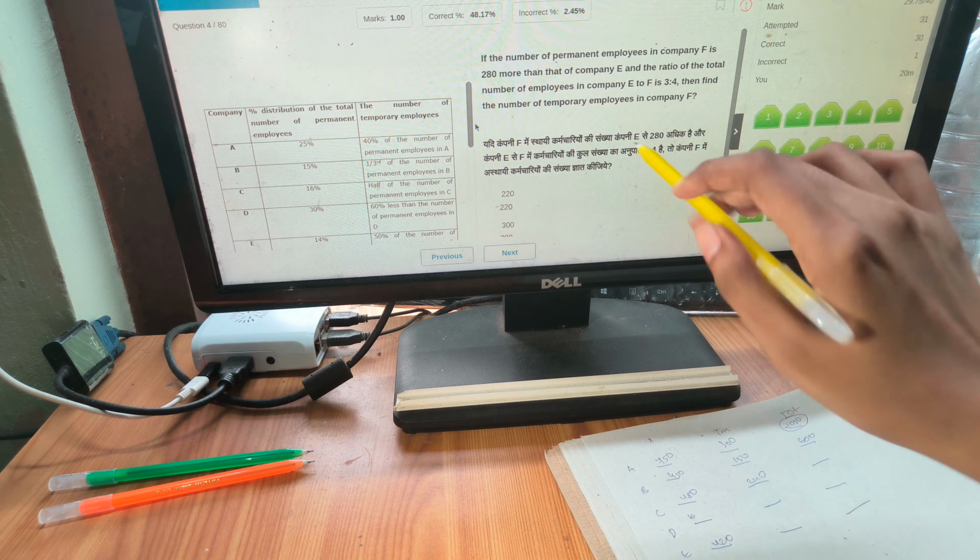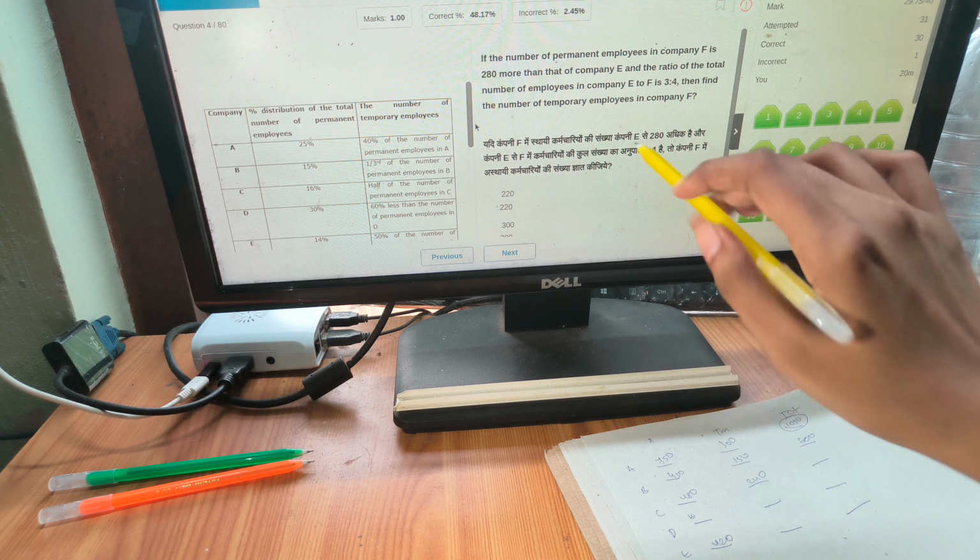Here it is mentioned that the number of permanent employees in company F is 280 more than that of E. We already decoded that there are 420 permanent employees in company E. So 280 more than that means there will be 700 permanent employees in F. And the ratio of the total number of employees in company E to F is 3:4. So we need to find out the total number of employees in company E.